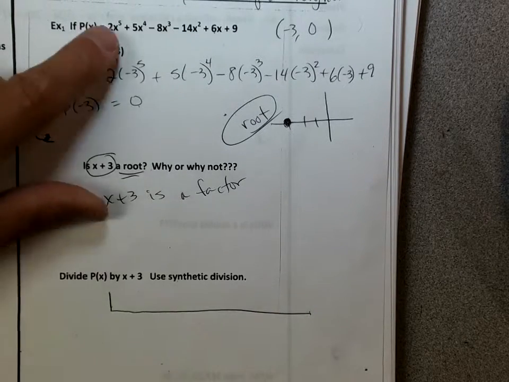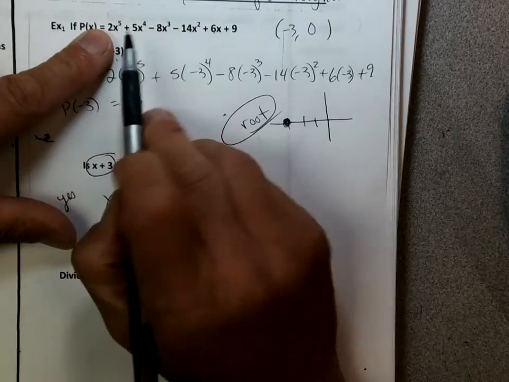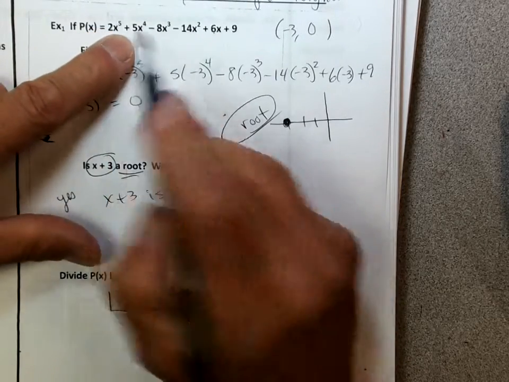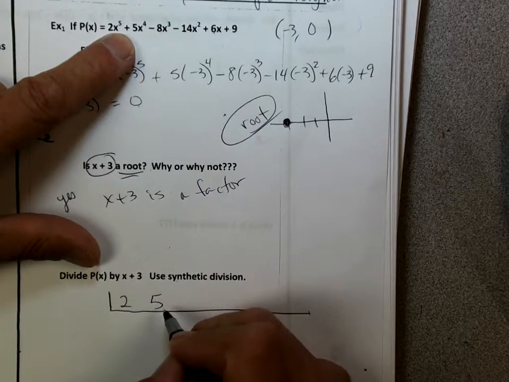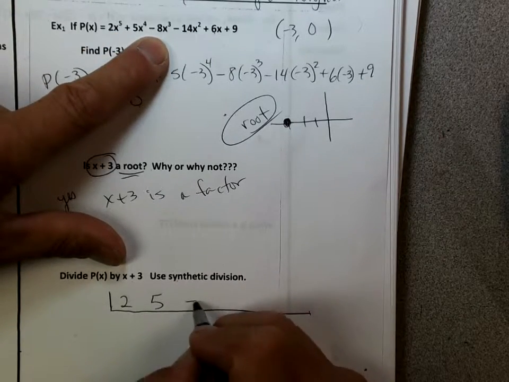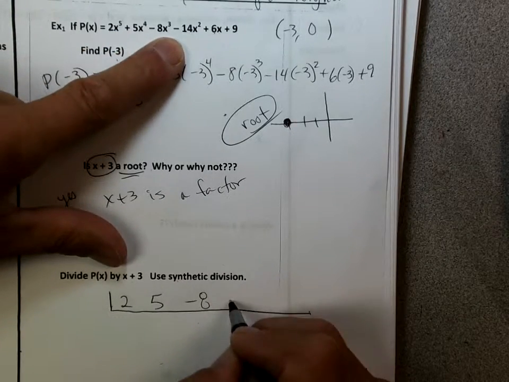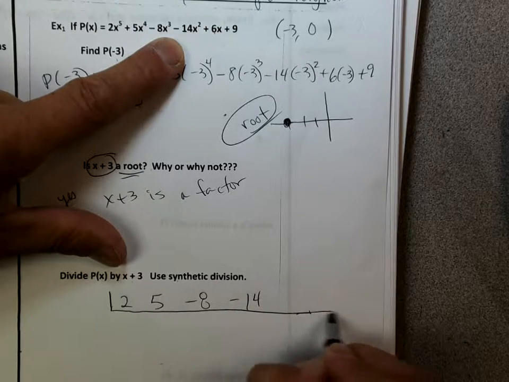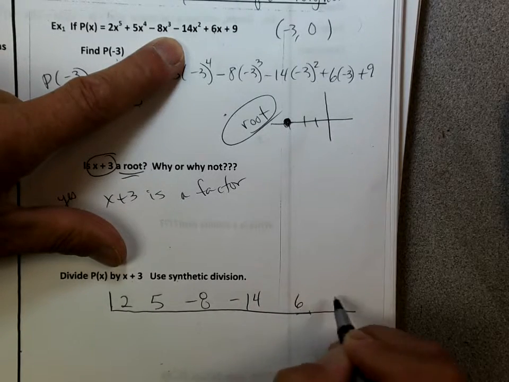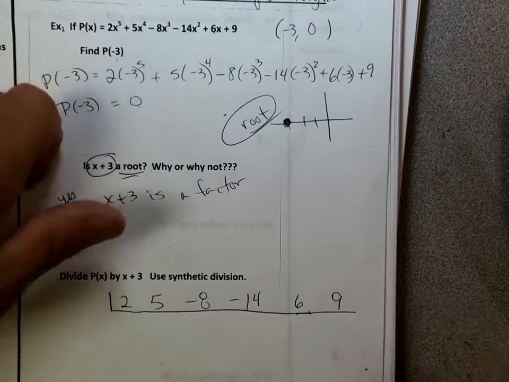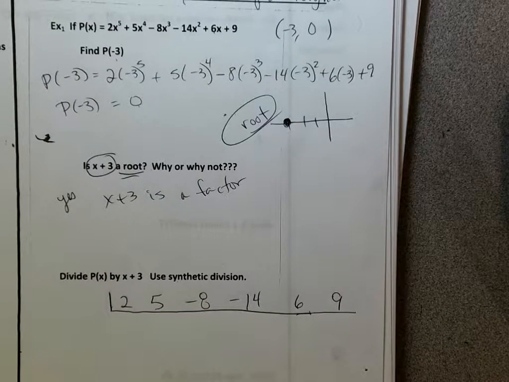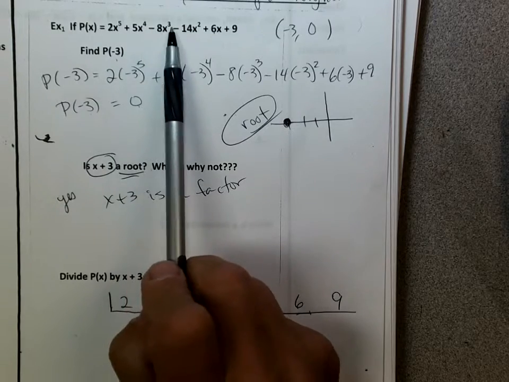So I'm going to go and put my coefficients here, okay? 2, 5, -8, -14, 6, and 9. Now, if there is a missing term, I'm going to say this 3 times, meaning this is exactly 5, 4, 3, 2, 1, right?